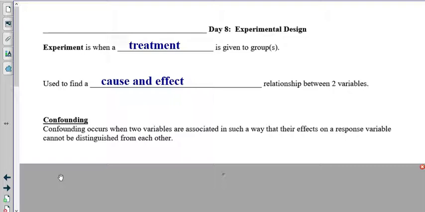Confounding. Confounding occurs when two variables are associated in such a way that their effects on a response variable cannot be distinguished from each other. It almost looks like confusing. It looks like confusing, and if you think about it, it's kind of that way. You really can't make a judgment call. It's too close together, so it's kind of confusing what the effect is. So it's called confounding.